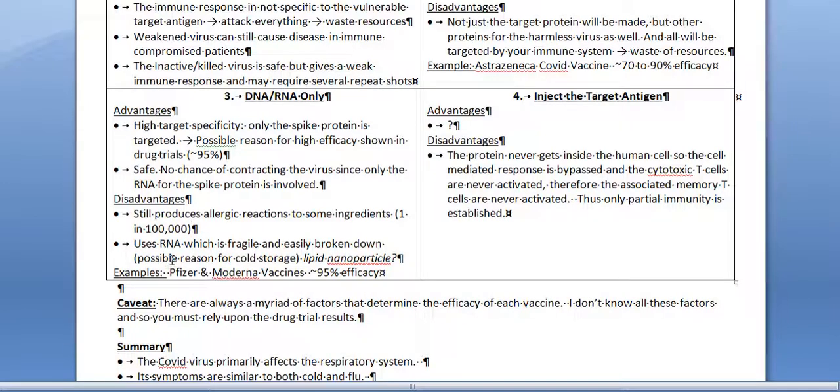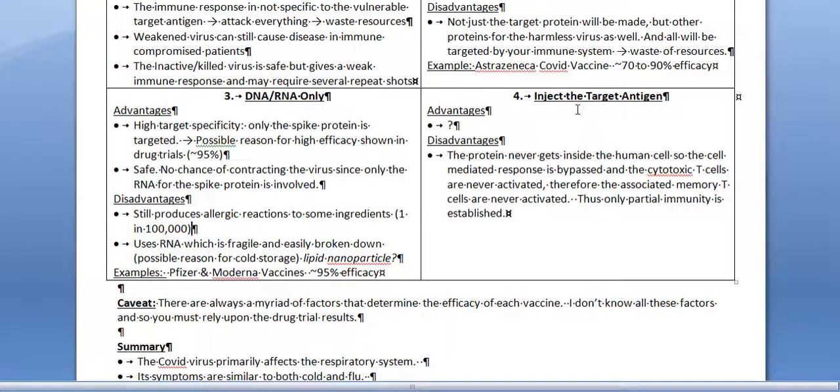Another disadvantage of using RNA is that it's fragile and easily broken down, and that could be a possible reason for the cold storage. I don't know, it could be that the lipid nanoparticles are fragile too. But I know that messenger RNA, or any RNA, which is a single-strand genetic material, is fragile and vulnerable. Examples are Pfizer and Moderna. They've shown very high efficacy, whopping high, very effective, but they have to be stored at cold temperatures. Pfizer is super cold. Moderna, you can use a regular refrigerator, from what I understand.